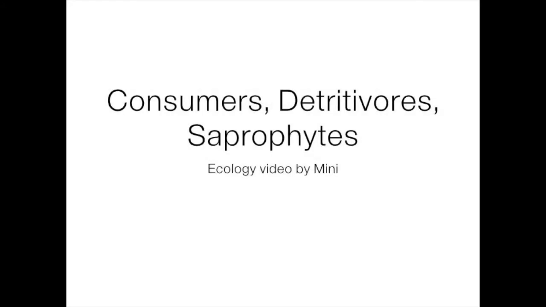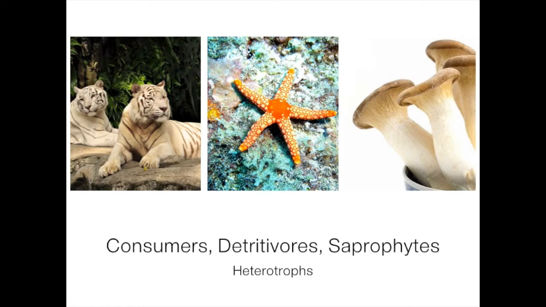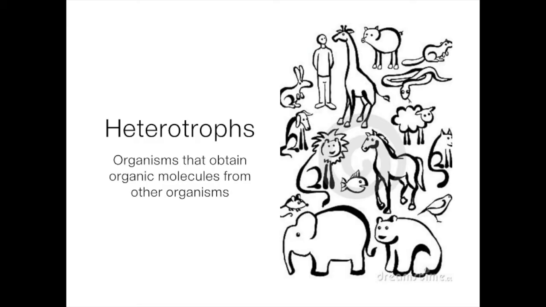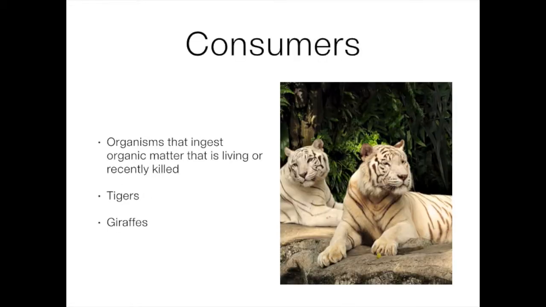This is a video about consumers, detritivores, and saprophytes. Consumers, detritivores, and saprophytes are all classified as heterotrophs, which are organisms that obtain organic molecules from other organisms. Consumers are organisms that ingest organic matter that is living or recently killed.